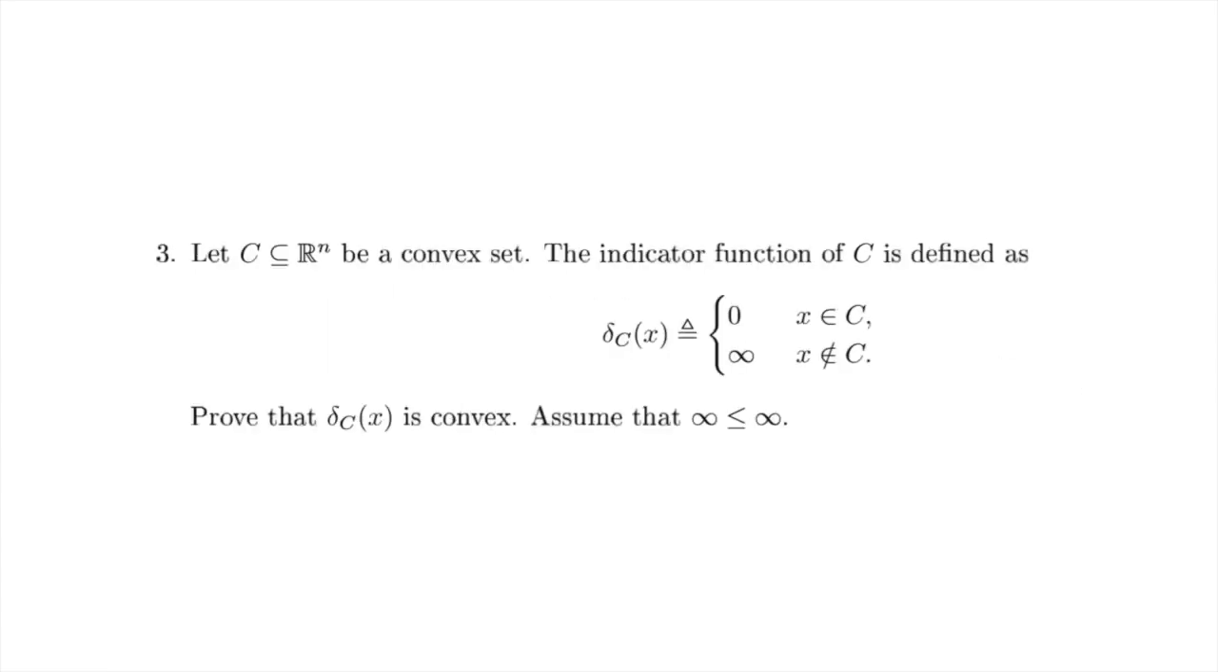Question 3. Let C be a convex set. Let's define the function delta to be the following function: 0 on x that is in C, and infinity on x that is not in C. Let's prove that delta is a convex function by assuming that infinity is smaller or equal to infinity. I encourage you to prove that yourself before viewing my solution.